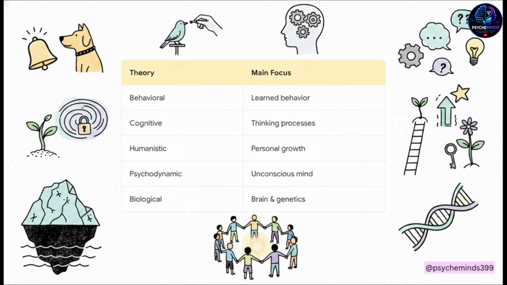Behavioral is all about learned behavior. Cognitive focuses strictly on thinking processes. Humanistic centers on personal growth. Psychodynamic explores the unconscious mind. And biological looks at the brain and genetics. The truth is, no single theory has all the answers. But by combining these different perspectives, psychologists can truly begin to understand the immense complexity of who we are.